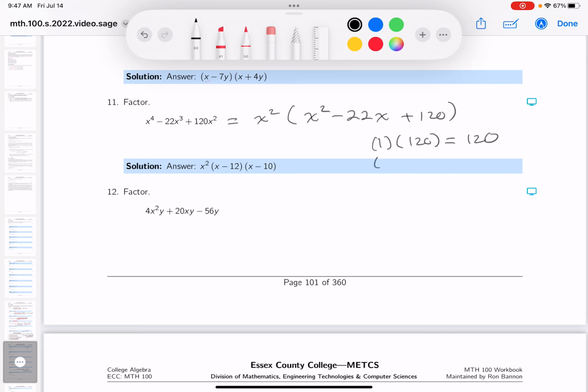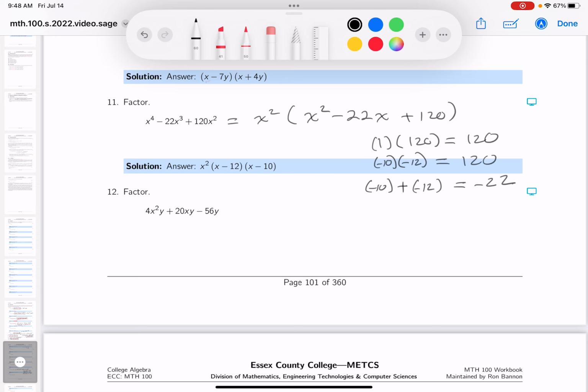You need to find two numbers that multiply together to be 120, and those same two numbers, when added together, would be minus 22. And again, for me, it's the same challenge as it is in trial and error. What are those numbers going to be? It looks like minus 10 and minus 12. Again, minus 10 times minus 12 is 120, and minus 10 minus 12 is going to be minus 22.